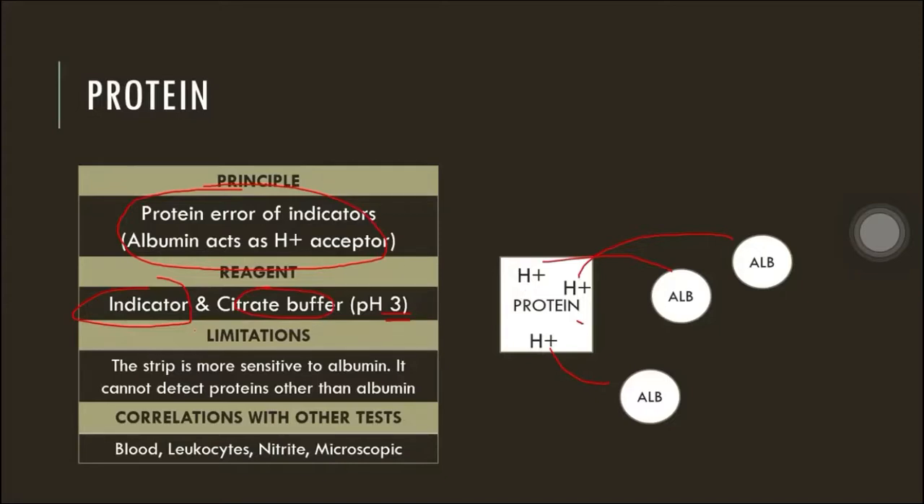Okay, so the limitations of protein. So this chip is more sensitive to albumin again. So other proteins other than albumin may not be detected, such as globulin. Okay, so the result for this protein can be correlated with the results for blood, leukocytes, nitrite, and microscopic tests. Okay, specifically for detection of casts.